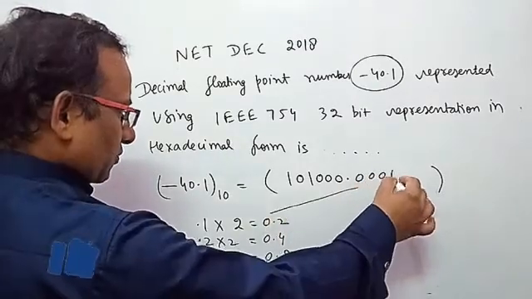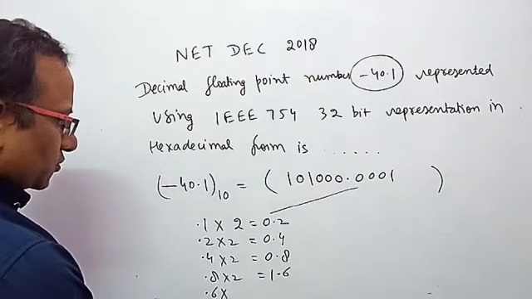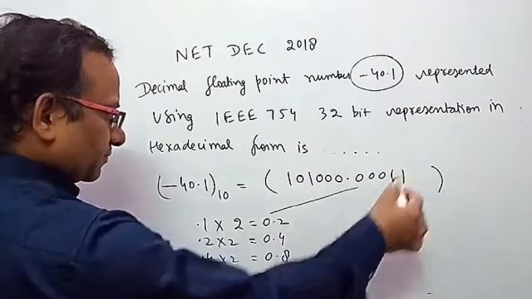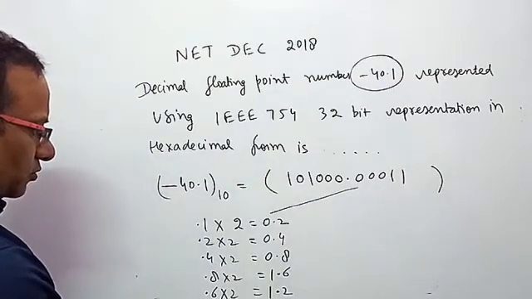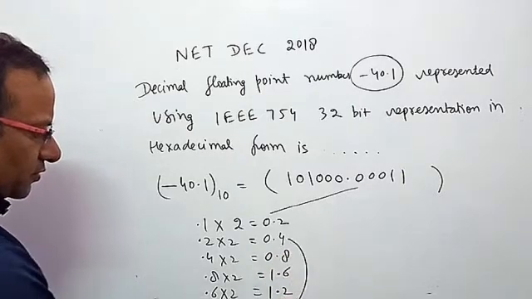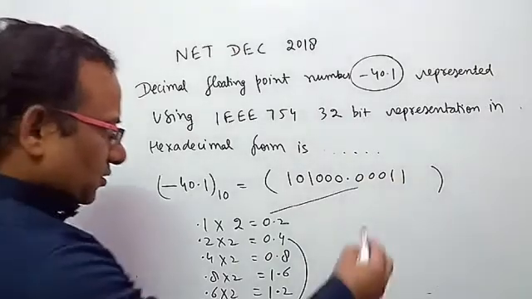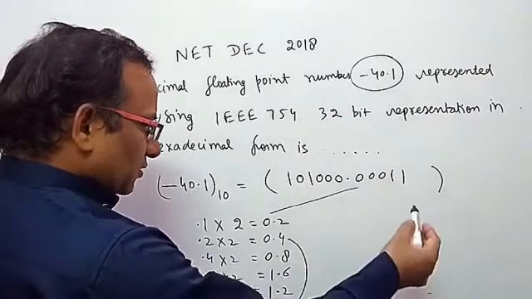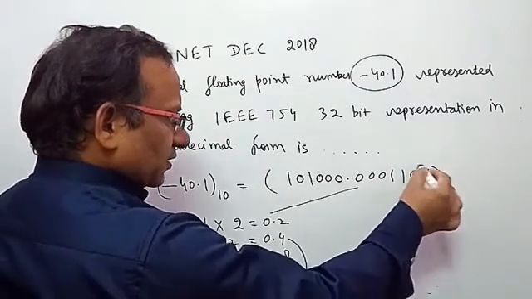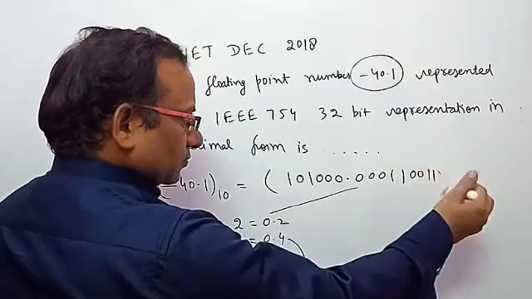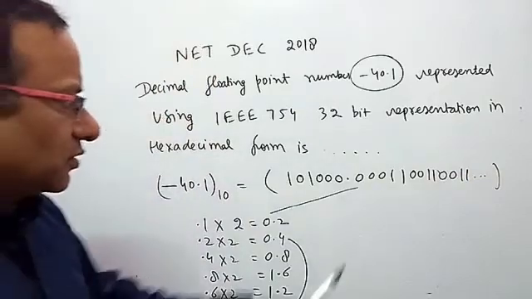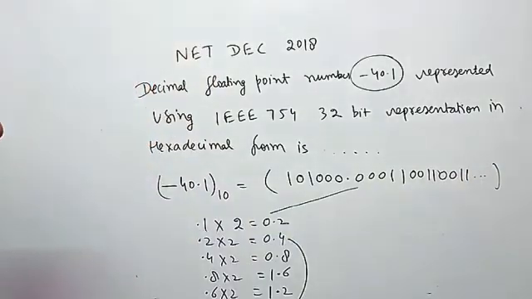So write it: 0, 0, 0, 1, and once again 0.6 into 2 is 1.2. So once more write 1. Now 0.2 into 2 is 0.4. Now the same pattern will get repeated after this. So it should be 0, 0, 0, 1, 1, and again 0, 0, 1, 1. This pattern will get repeated. So we can store as many bits as we have available.